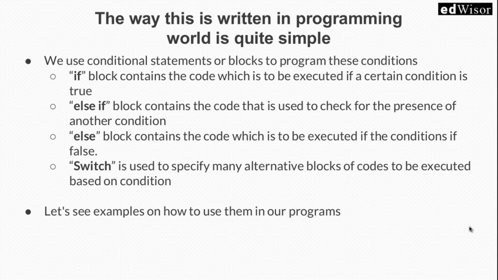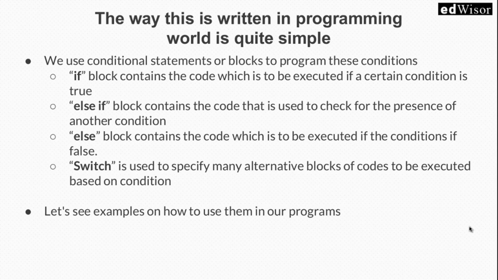Then there is an else if condition, if you want to check for more than two conditions. And then there is an else condition which executes when all the conditions are false. Let's say you have checked for three or four conditions and all of them are false, then the else block is executed. Similarly, there is a switch block which is an alternative to else if and else, and it specifies many alternative blocks of code to be executed based on a condition. We will be learning how to use these things in our program step by step.